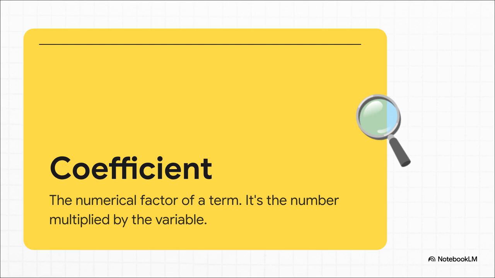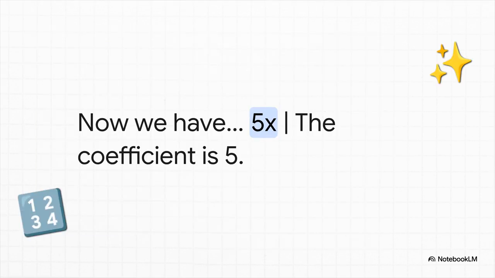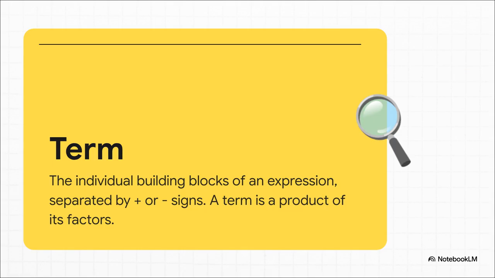It's just the number out front that tells us how many of a variable we're dealing with. For instance, if you see 5x, that 5 is our coefficient. It's telling us, hey, we have 5 of those x variables. So we're not just looking at one mystery box anymore, we're now looking at a whole group of 5. Now, when you put a coefficient and a variable together like that, you get something called a term.